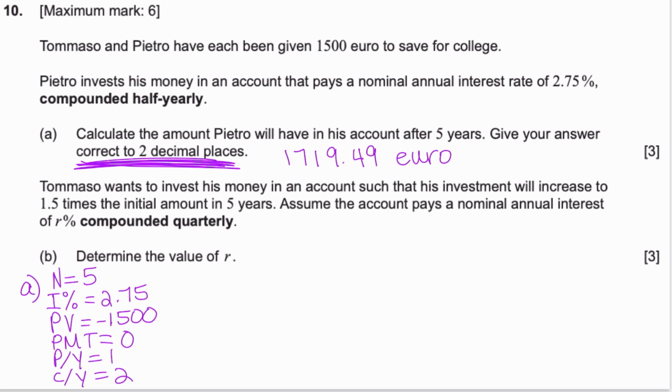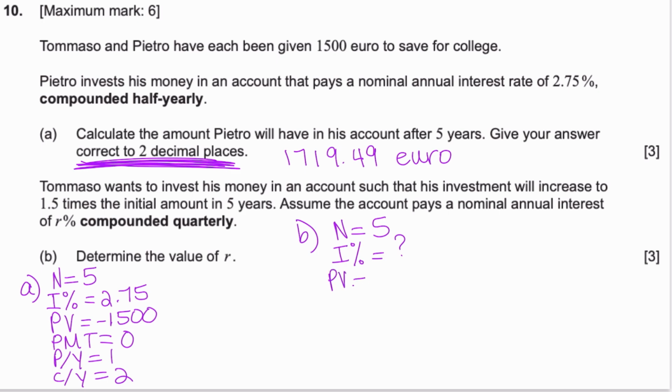Tommaso wants to invest his money in an account such that his investment will increase to 1.5 times the initial amount in 5 years. Assume the account pays a nominal annual interest rate of R% compounded quarterly. These are the types of problems that the finance app is going to make so much easier. Remember, we're trying to figure out the interest rate. N is still 5 years. The interest rate is what we don't know, we're looking for.